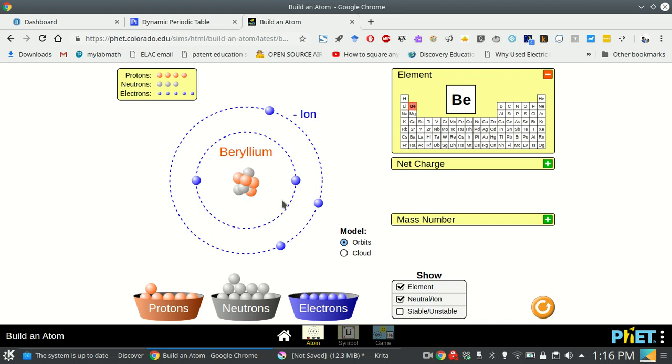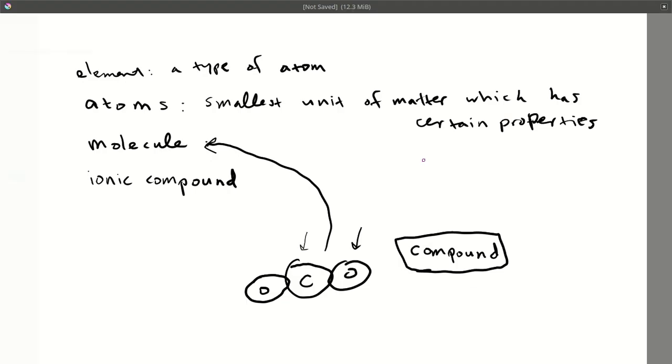Okay, so you see these electrons on the outside? These electrons are where all the chemistry happens. All the chemistry that we're interested in Chem 65 and Chem 101, it all happens out here with the electrons. Let me show you how that works.